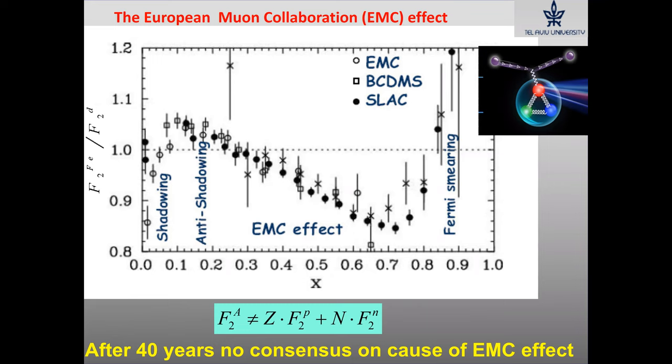Which now, what it tells us is that the momentum distribution of partons in a bound nucleon is different to some extent from those of partons in a free nucleon. But the structure function of a neutron, you wouldn't get it in the same way. Right? Yeah, but we'll talk about the neutron separately.